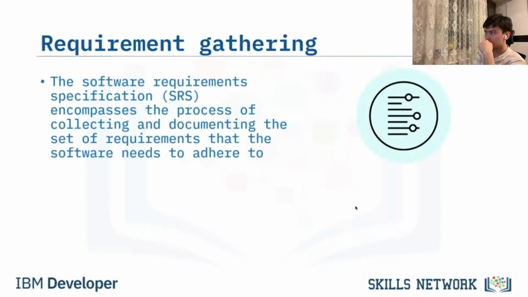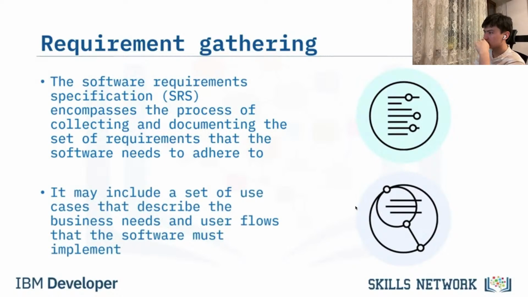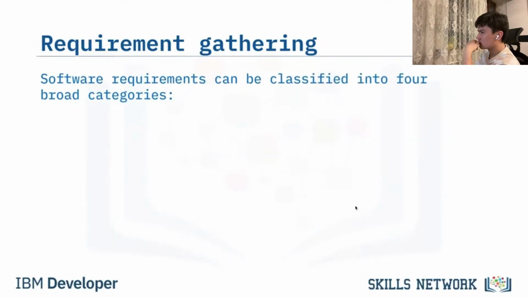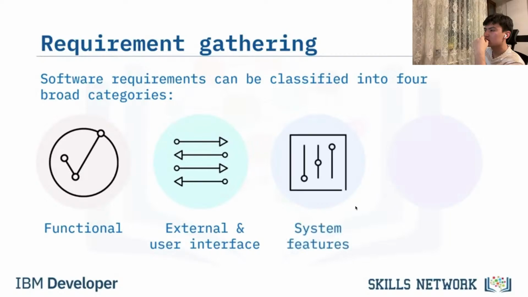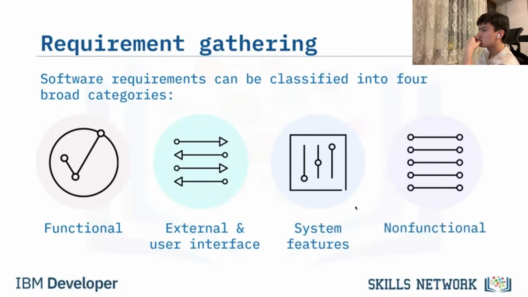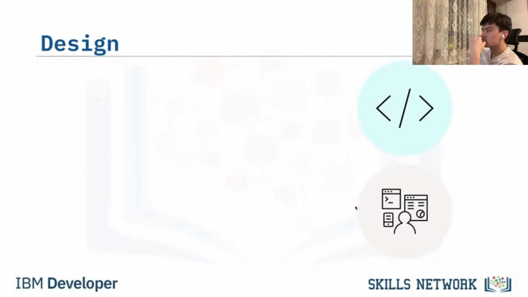The Software Requirements Specification, or SRS, encompasses the process of collecting and documenting the set of requirements that the software needs to adhere to. It may include a set of use cases that describe the business needs and user flows that the software must implement. Software requirements can be classified into 4 broad categories: functional, external and user interface, or UI, system features, and non-functional. These categories are discussed in more detail in another video.